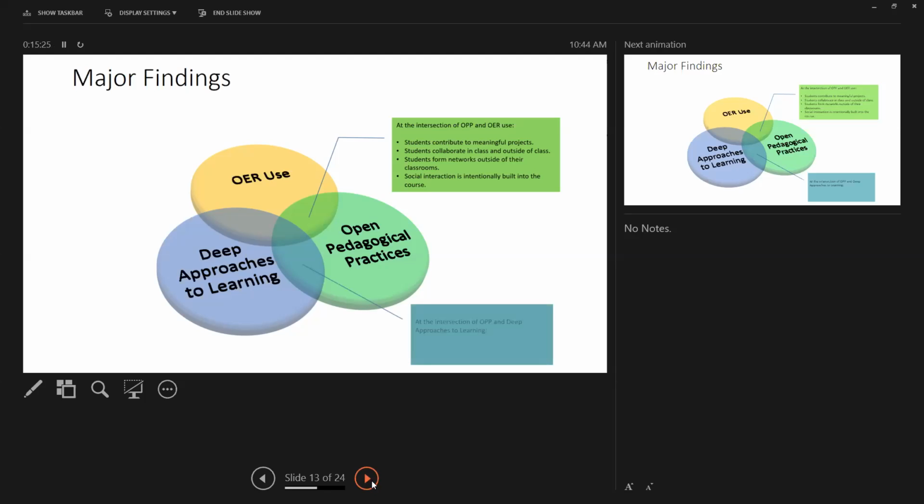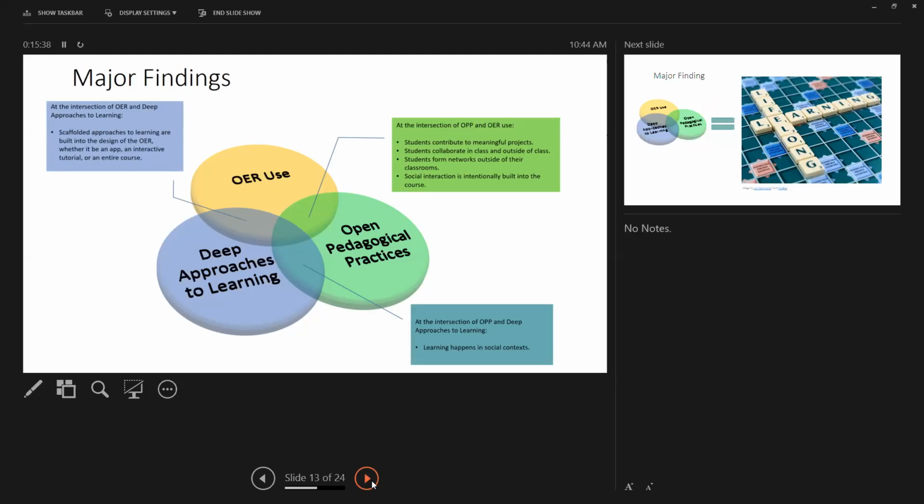At the intersection of OPP and deep approaches to learning, the realization that learning happens in social contexts is part of the deal. And at the intersection of deep approaches and OER use, the scaffolded approaches are built into the design, whether it's an app, an interactive tutorial, or an entire course.